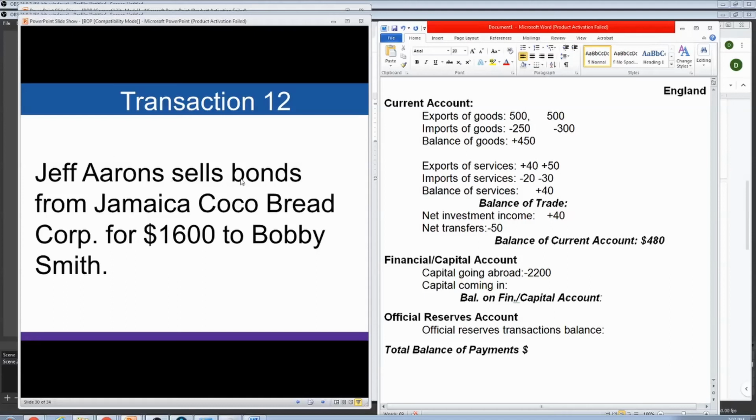Jeff Aaron sells bonds from Jamaica Cocoa Bread. So Jamaica Cocoa Bread means it's in Jamaica. Bobby Smith is in Britain, and he's buying it. Okay, which means I'm going to have money leaving again, which is another negative 1,600.